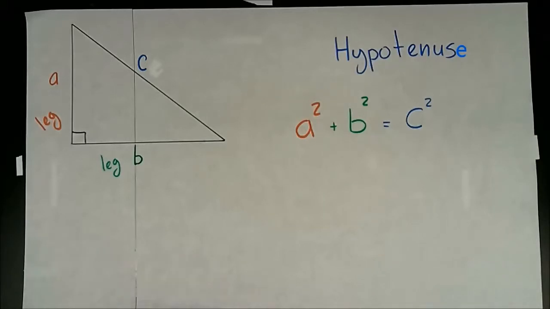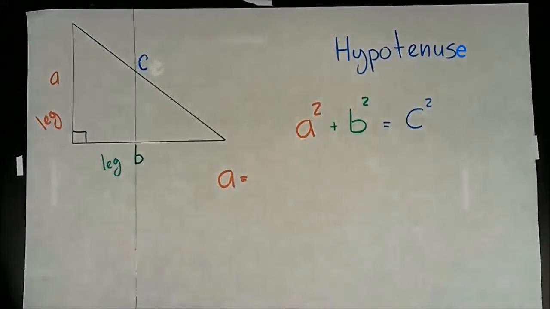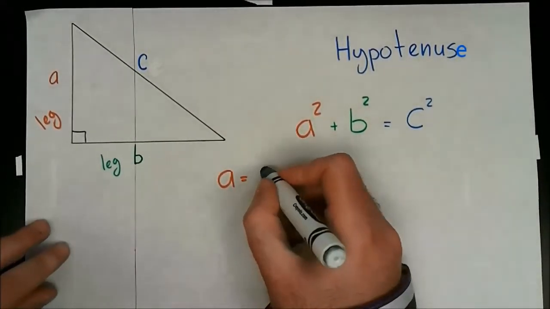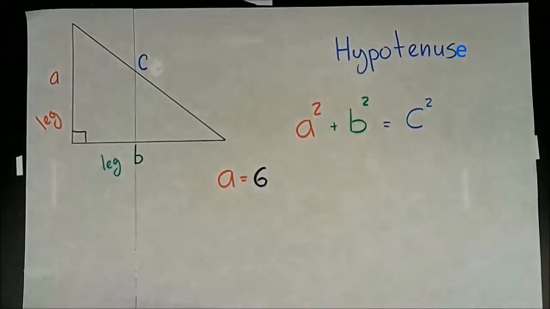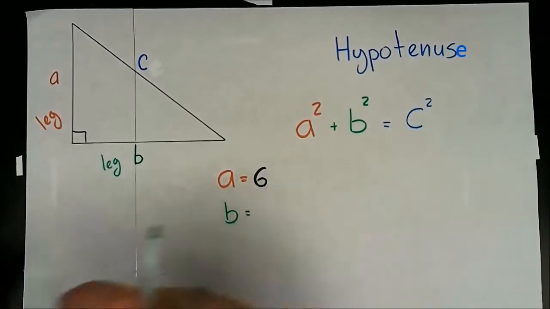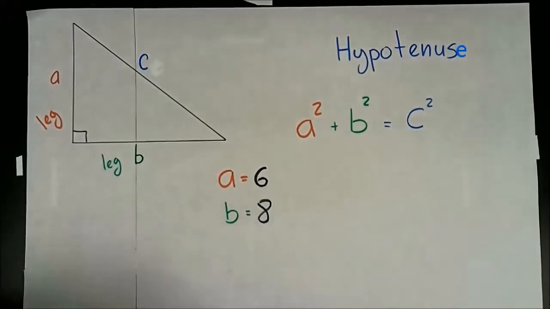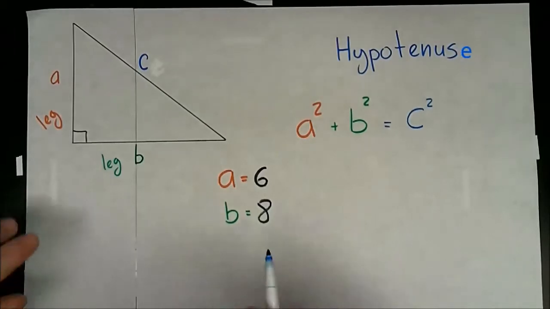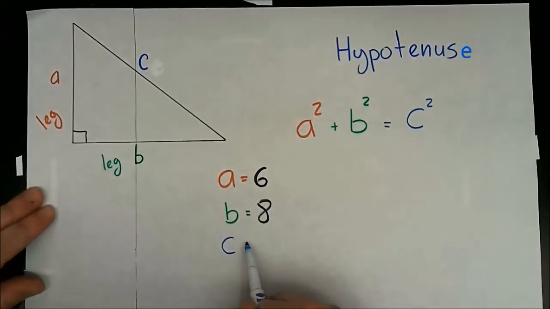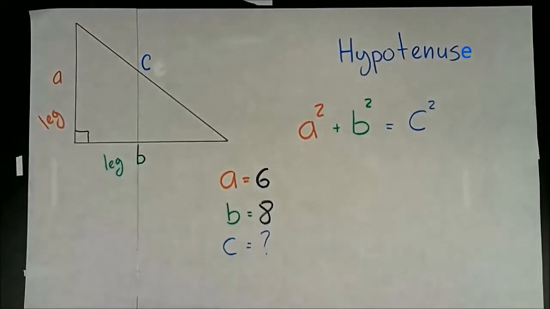So let's say that leg A equals 6. And let's say that leg B equals 8. And we're asked to find the long leg, leg C. So you're given the two legs, and you're asked to find the longest side, the hypotenuse.